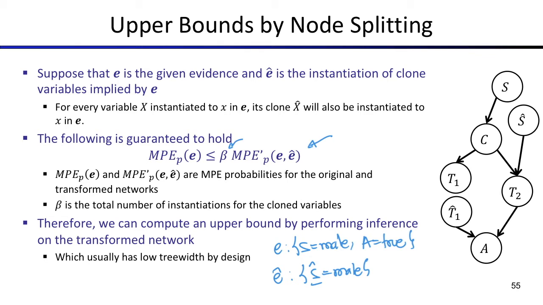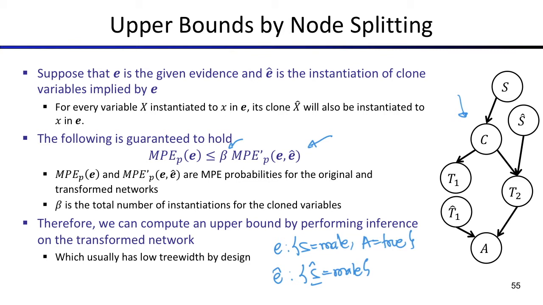So for instance, if we only clone the variable S, as S has only two values, so beta will be equal to 2. If we clone S and T1 as we did here, because S has two values and T1 has two values, beta is going to be 4, because there are 4 possible combinations of values for these two variables.